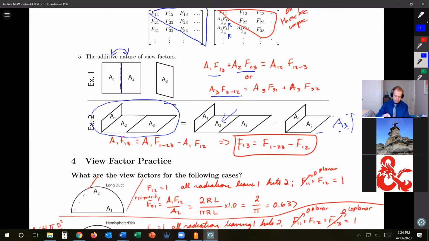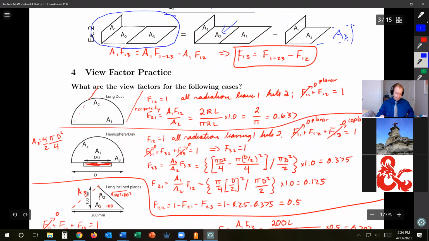So let's do a couple examples here so you can see what I'm talking about. I have a long hemispherical duct right here. Area 1 is the flat part, area 2 is the hemisphere. I know there's a lot of writing here. I just wrote out the summation rule first. F11 plus F12 equals 1. F11 is 0 because it's planar. And so that means I can immediately write F12 is equal to 1.